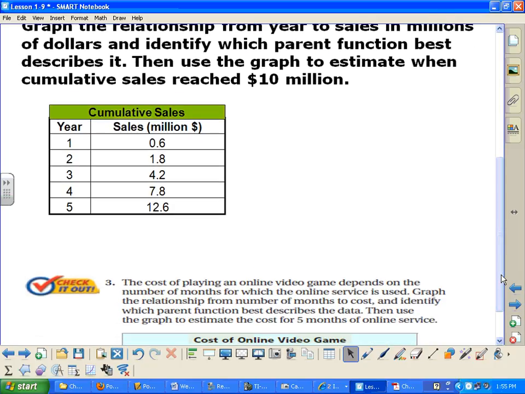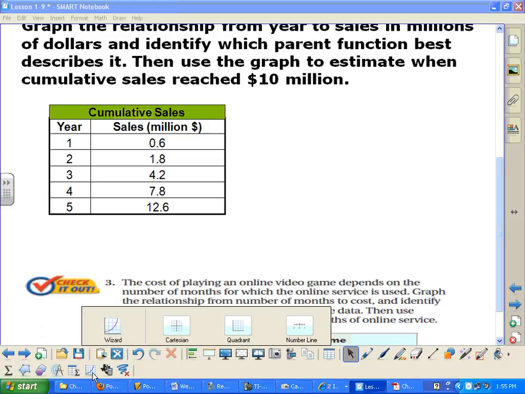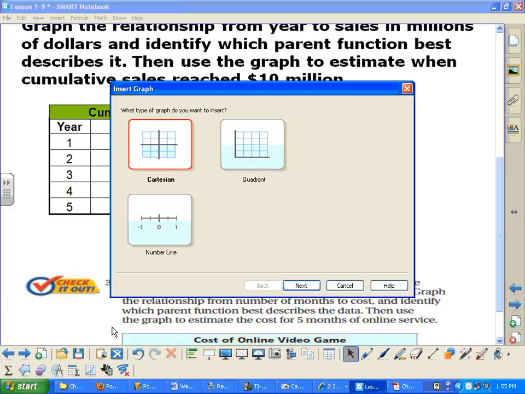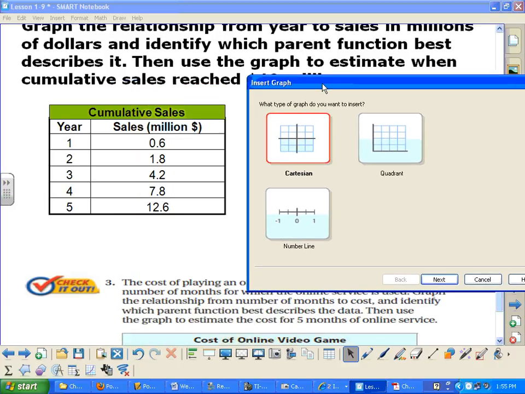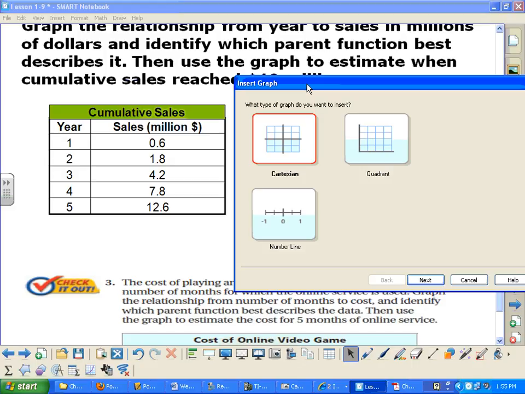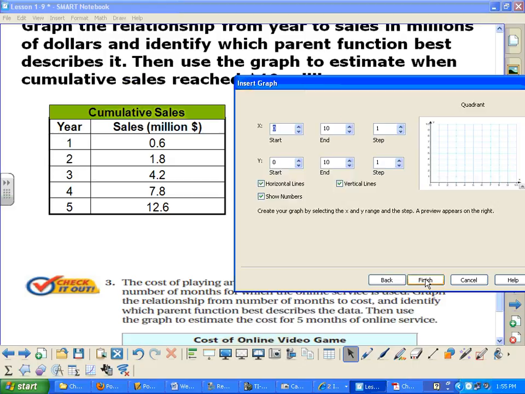All right. So we're going to make a graph. Let's do this together. We're going to start out and use our wizard. So which kind of graph do we want for this? A quadrant graph. So we'll pick a quadrant graph. Now, what do we want for our x values? X is going to be years. For years, we want to go 1 through 5, so we'll start at 0 and we should probably go a little bit past 5. So we'll say 7.